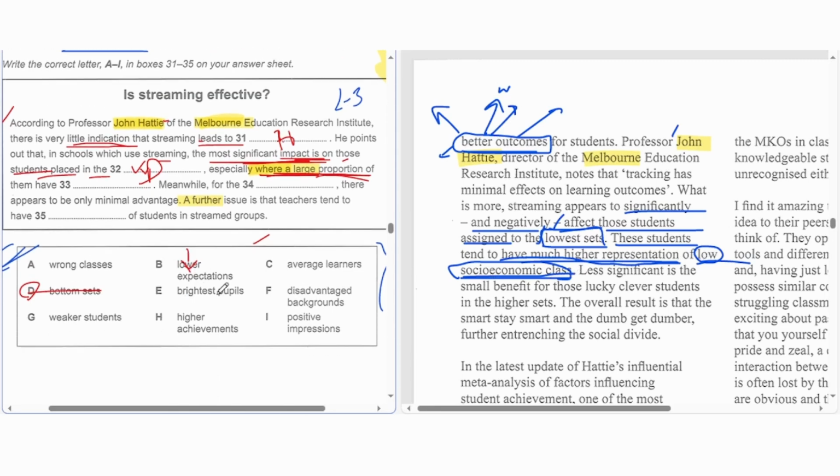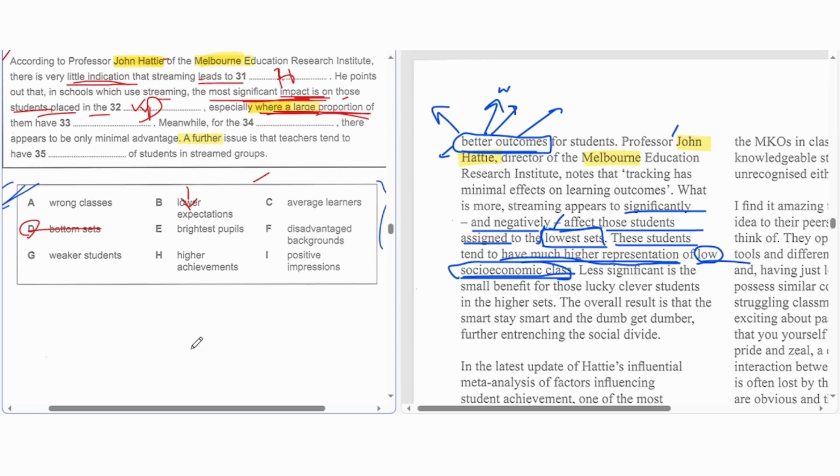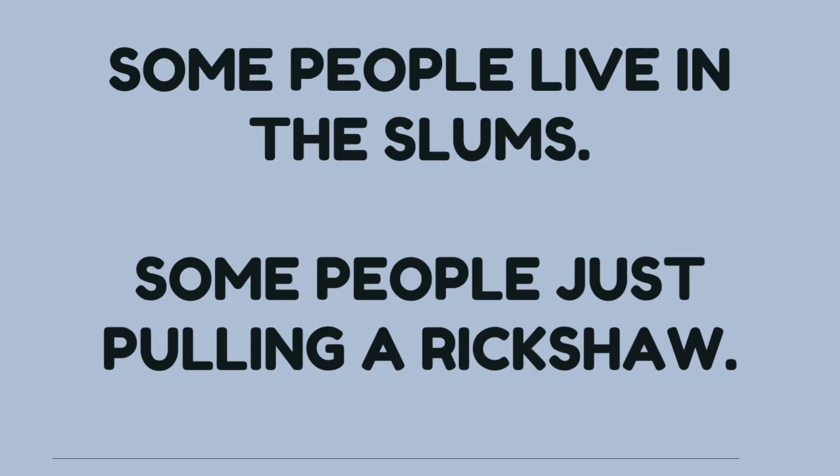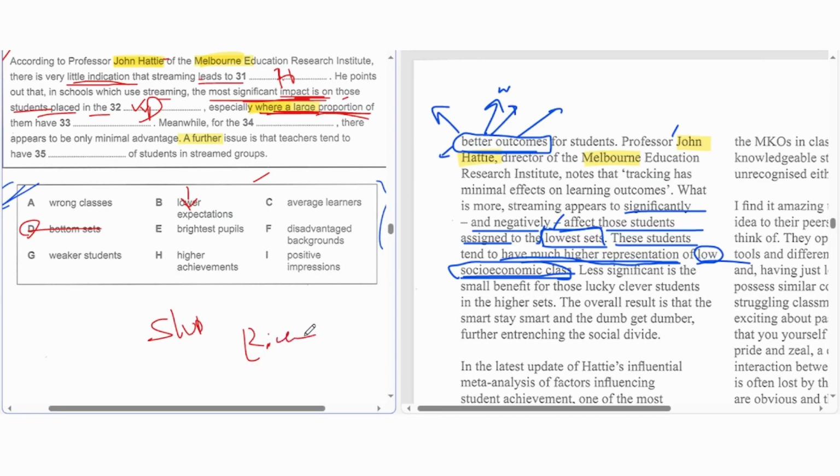Now you go here, which one is low socioeconomic class? They're not talking about classes, as in your background, right? They're not talking about students, right? Who is the low socioeconomic class in your society? Maybe some people live in the slums, some people pull a rickshaw. They are generally the low socioeconomic class. Which one represents a low socioeconomic class? Disadvantaged background. Those who are from a disadvantaged background, we call them low socioeconomic class.